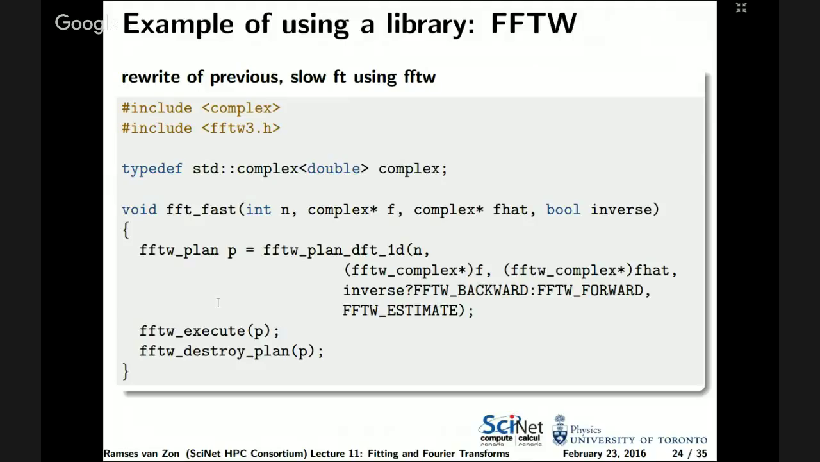So here's the same fast Fourier transform, but now fast. You don't see why it is fast. That's why I went through the explanation to show you there's math behind it. This is why it's fast. And it tends to go in three steps. You create a plan, or you have FFTW create a plan. You give it your arrays. You tell it whether you go forward or backwards, and then to estimate the best way to do that. Then you execute the plan, and then you destroy the plan.